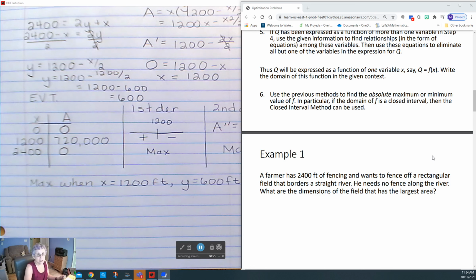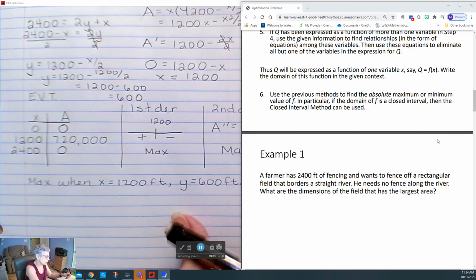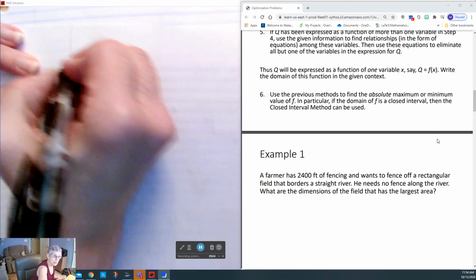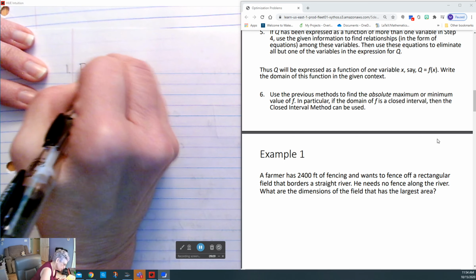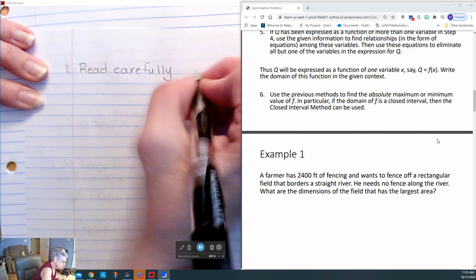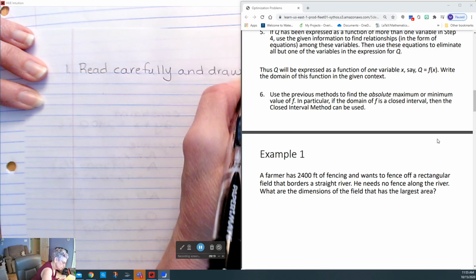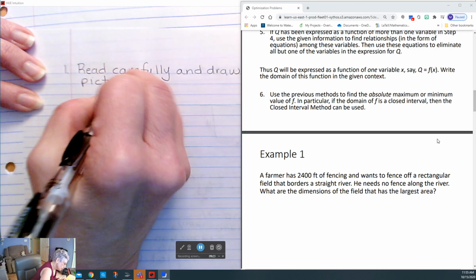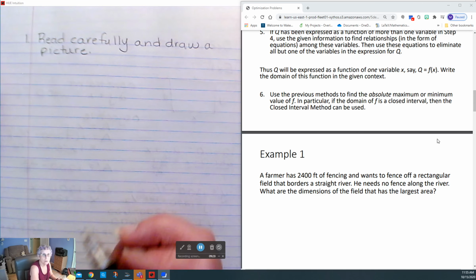Now that we've gone through and done this, let's go back and make ourselves a little checklist of what we did. First thing we did, read carefully and draw a picture. Your picture doesn't have to be beautiful. It just has to help you figure out what's going on there.